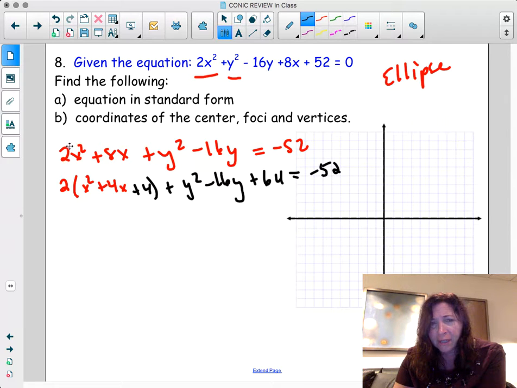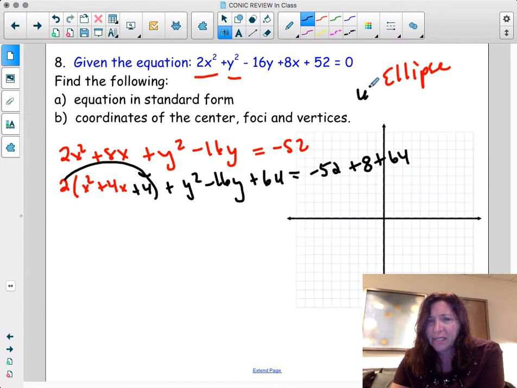Remember how we temporarily factored out this 2? We're going to multiply that back in. So that's going to be plus 8 and then plus 64. So what I have is 64 plus 8, which is going to be 72. And then 72 minus 52, that's 20.